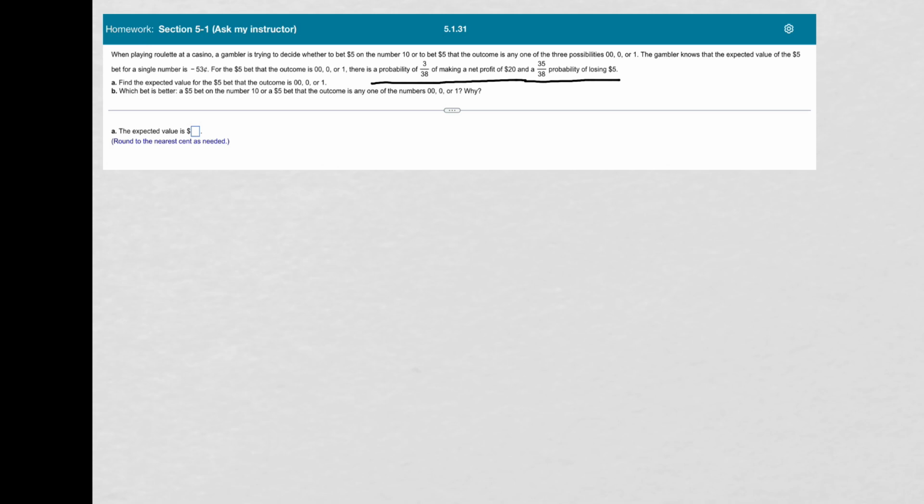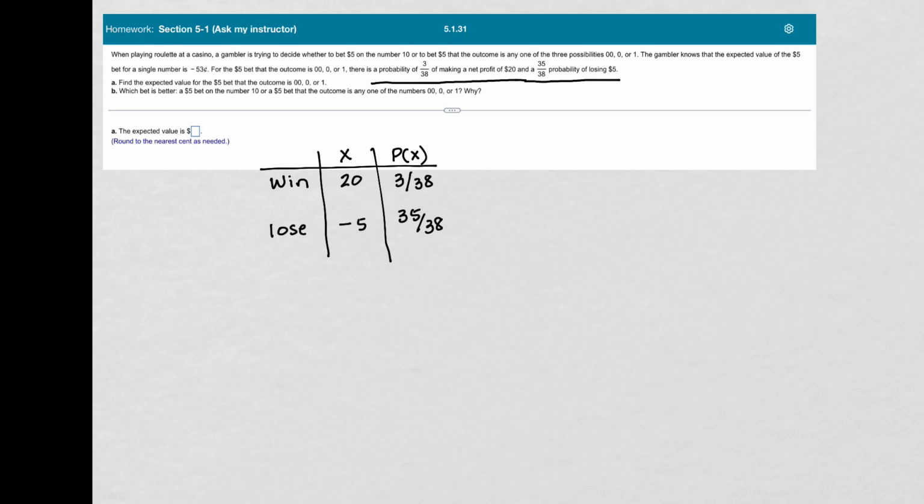So to find the expected value when betting 00, 0, or 1, we're going to look at what is the outcome if you win, and that is that you make $20. And what's the outcome if you lose? That's a negative $5. So that's the value of winning and losing. And what's the probability of winning and losing? Well, it said 3 over 38 for winning and 35 over 38 for losing.